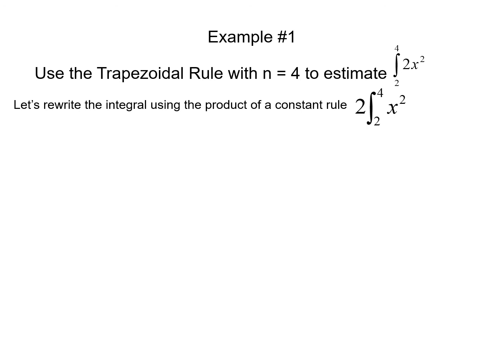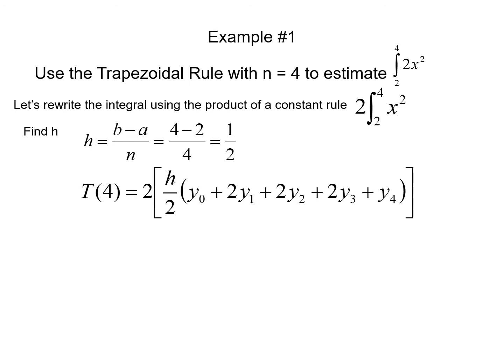Well, I rewrote the function just to make my life a little easier. So finding h, we get b minus a over n, 4 minus 2 over 4, and that's equal to a half. So remember our formula. The 2 came from the outside, so this 2, that's part of the function. That 2 came from here. So these 2's are the same. That's where they came from.